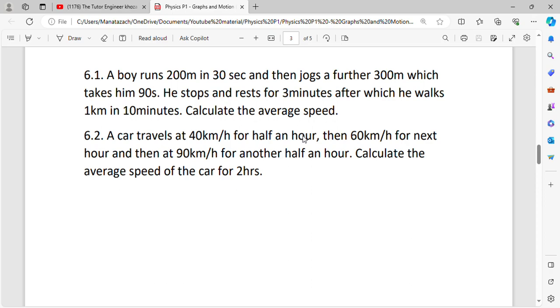Today we are continuing with our series on motion in one dimension. Today we'll be doing average speed.